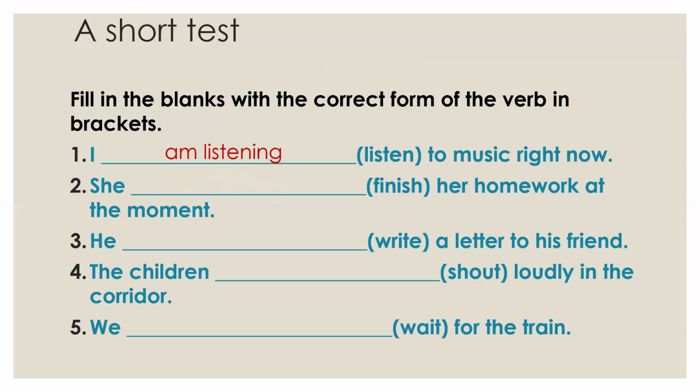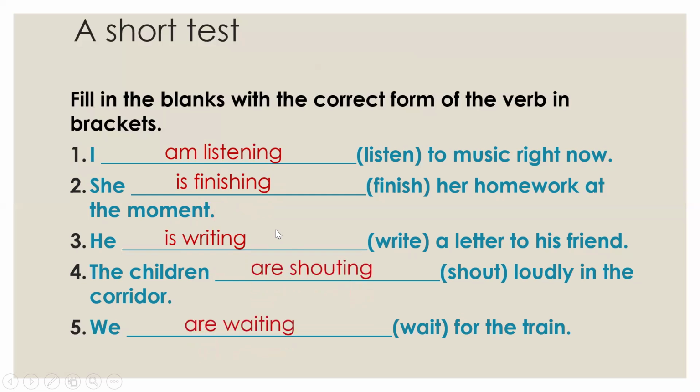Why? Am is the helping verb, and then you write listen and add ing to it. She, you have to write is, write finish and ing. He is, and then write ing. And see, like I told you the rule, remove the E first and then write ing. The children are shouting. We are waiting.